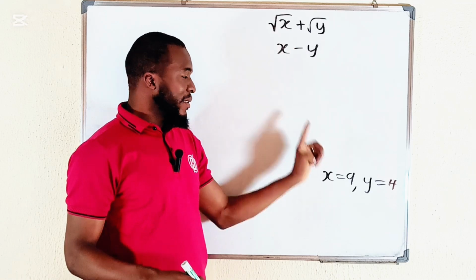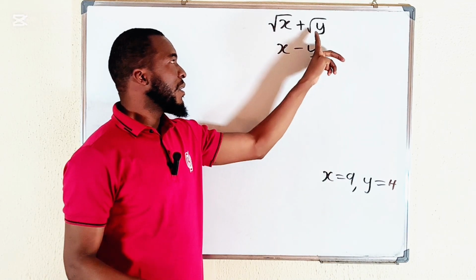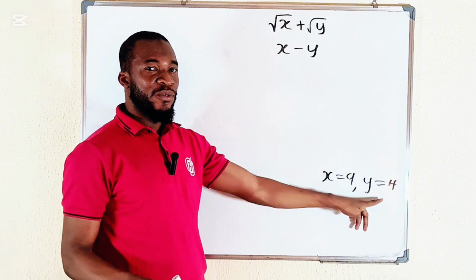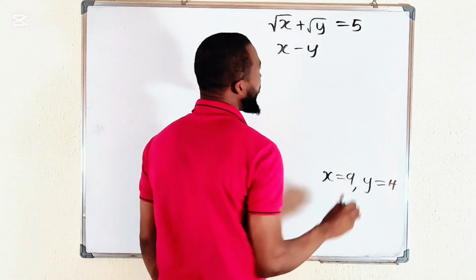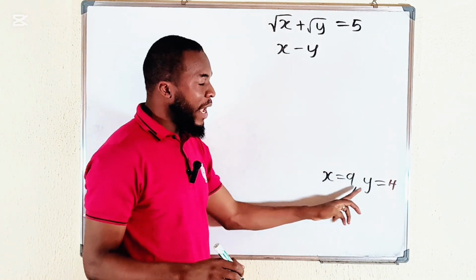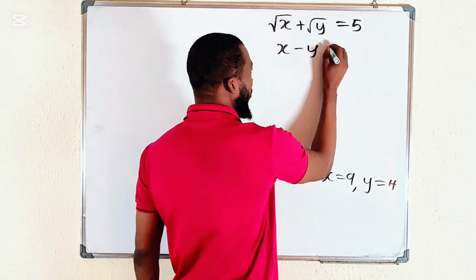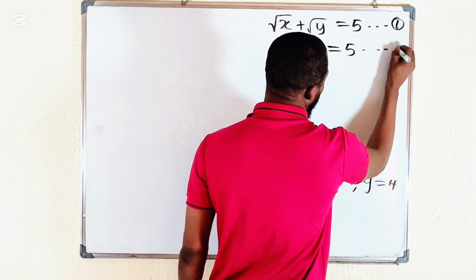Square root of x is the same thing as square root of 9, and square root of 9 is 3. Square root of y is square root of 4, which is 2. So 3 plus 2 is 5, so this is equal to 5. x minus y will be 9 minus 4, which is equal to 5, the same thing. So we have just established two equations.